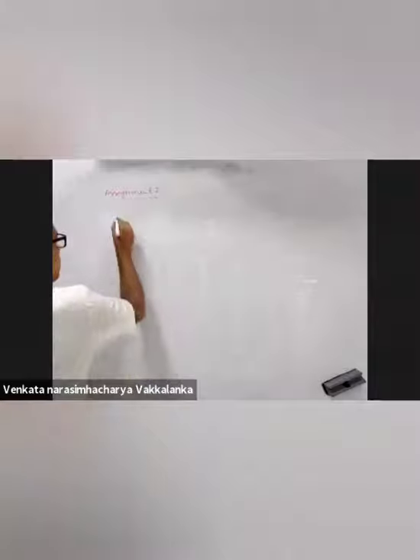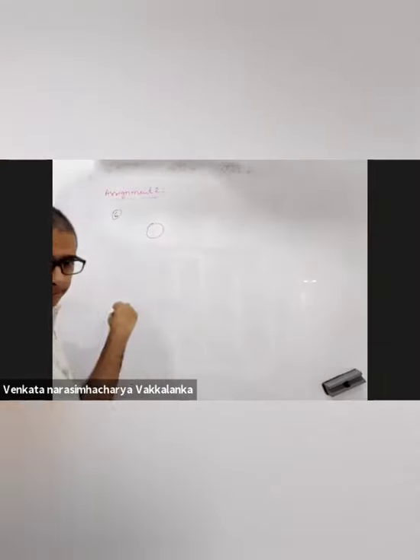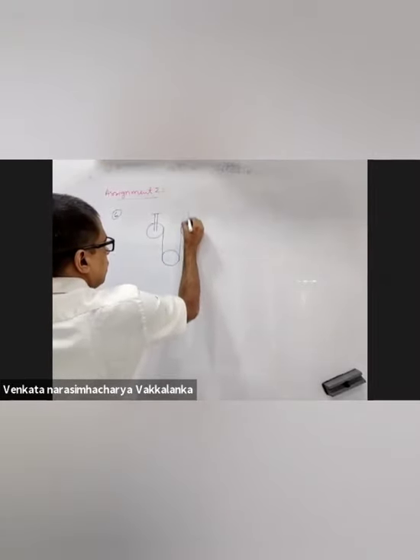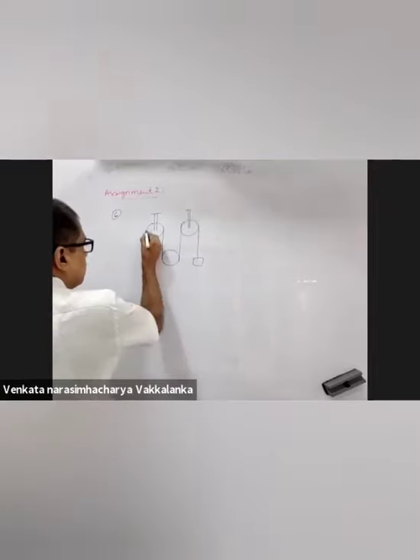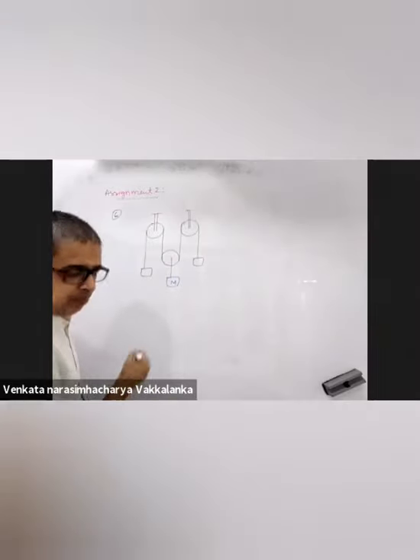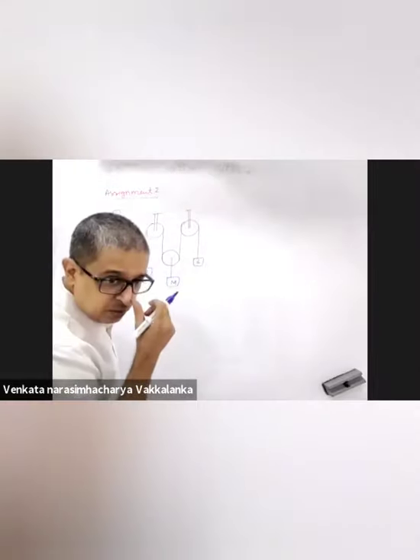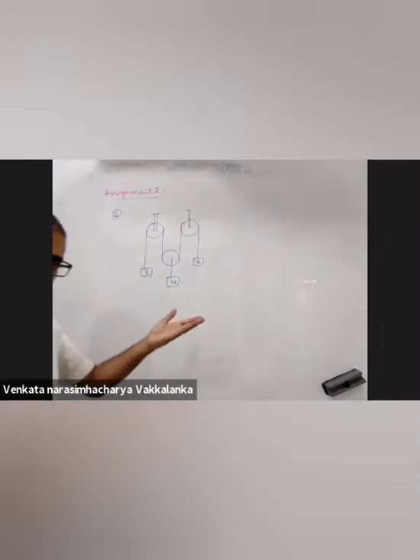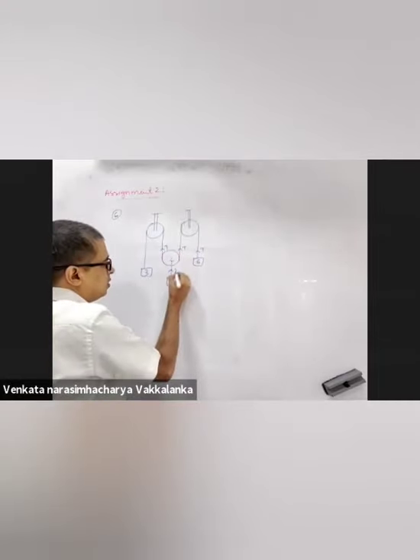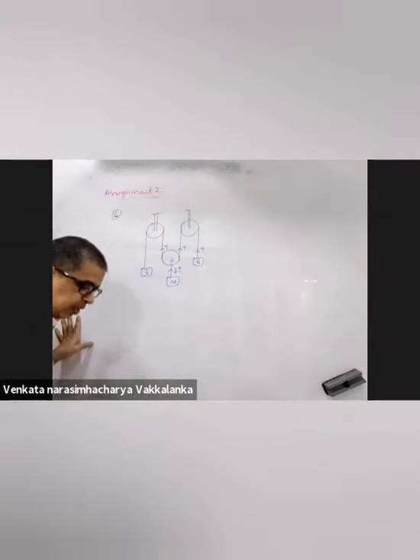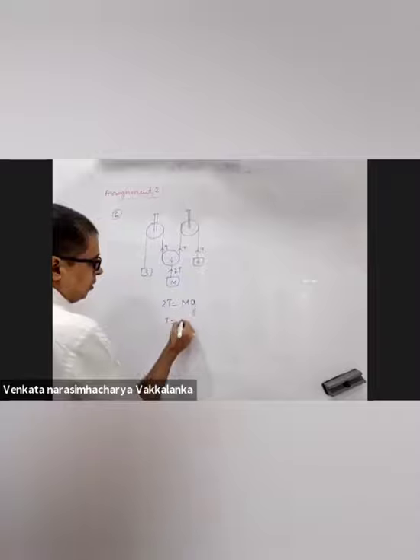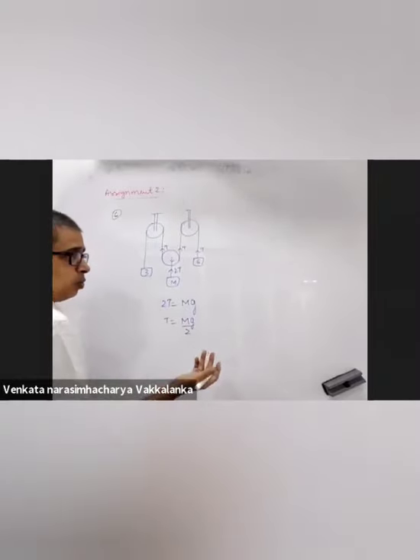Now, sixth problem. This is capital M. M1 is 3 kg, M2 is 6 kg. Now he wants capital M to be at rest. If this is T, and this is T, this will be 2T. Yes or no? Yes, sir. Because the pulley doesn't have mass. So your requirement is 2T should be equal to mg. T is mg by 2.